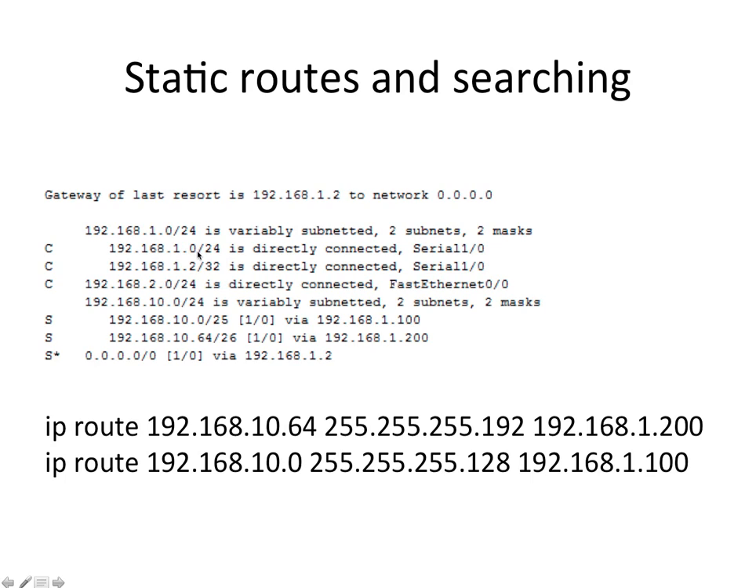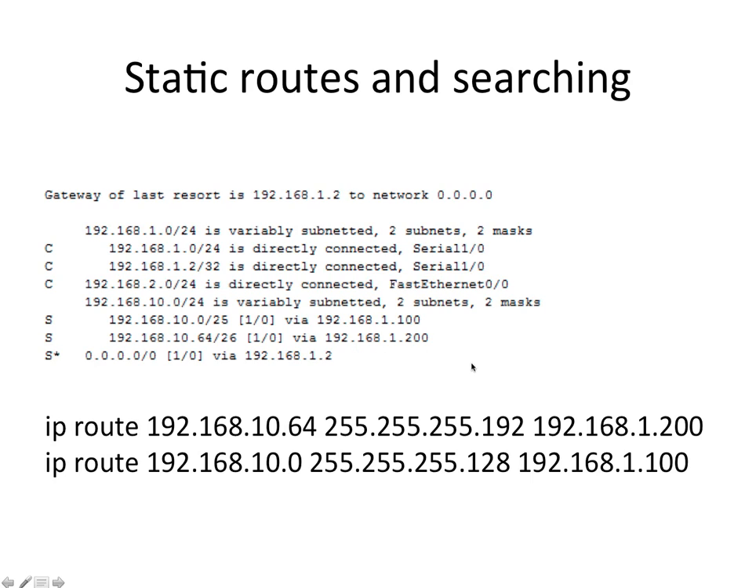All right, so let's say we have a packet that needs to go to 192.168.10.75. First one it's going to actually check is going to be this one here, 192.168.10.64, since that's the most specific match, because .75 is in that network. So the router's going to find that route, and it's going to route it out to 192.168.1.200.